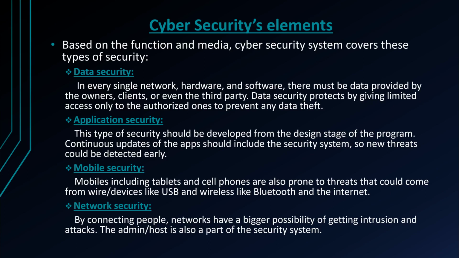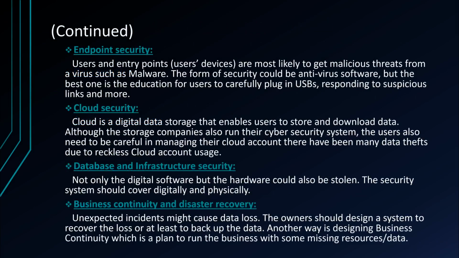Mobile security. Mobiles, including tablets and cell phones, are also prone to threats that could come from wired devices like USB and wireless ones like Bluetooth and the Internet. Network security. By connecting people, networks have a bigger possibility of getting intrusions and attacks. The admin or host is also a part of the security system. Endpoint security. Users and entry points, meaning users' devices, are most likely to get malicious threats from a virus such as malware. The form of security could be antivirus software, but the best one is educating users to carefully plug in USBs, respond to suspicious links, and more.